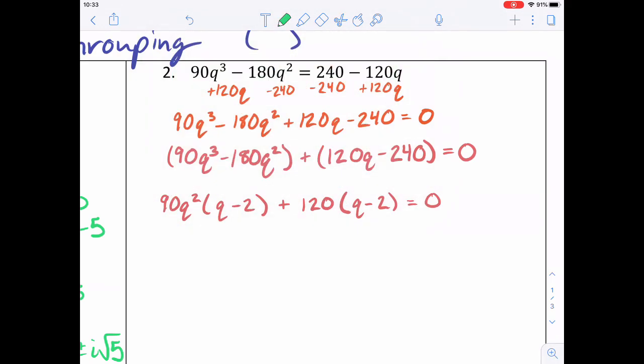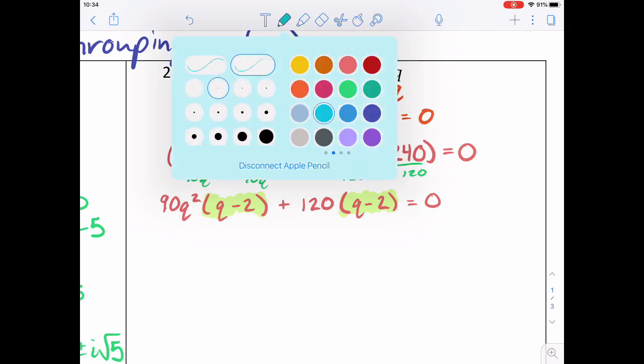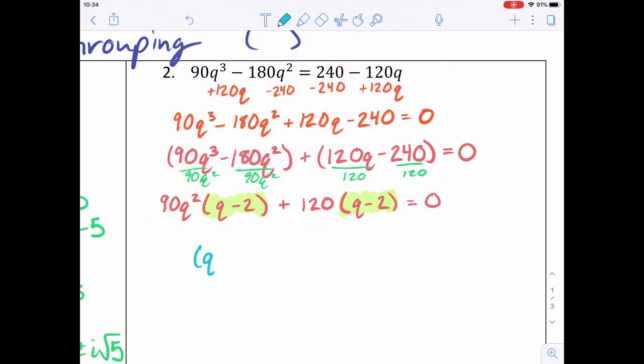Remember, factoring out a GCF just means we're dividing. So we're dividing all of these by 90q squared, and we're dividing all of these by 120. We got what we were looking for, the same linear factor in both of our groups, q minus 2. So we're going to pull our q minus 2 out. Doesn't matter if you put it in the front or back. And then we're going to put everything that's left. So we're left with a 90q squared from our first group and 120 from our second group.